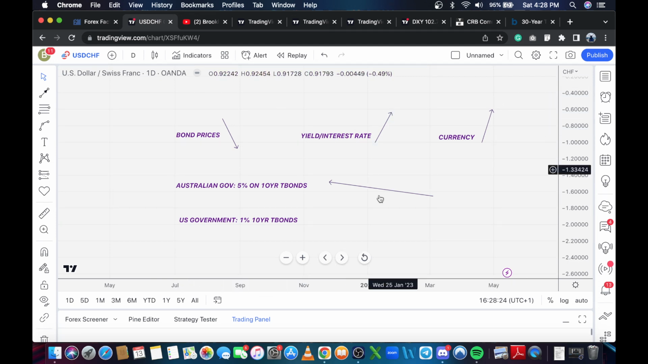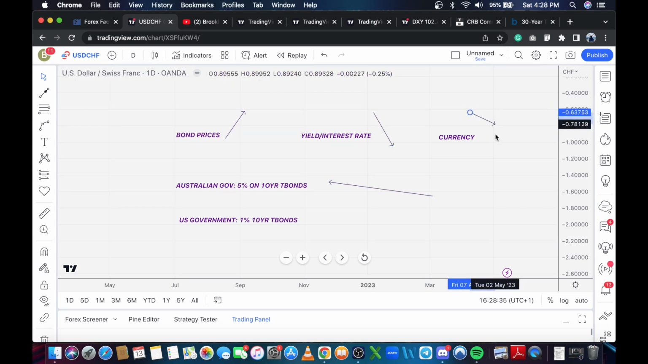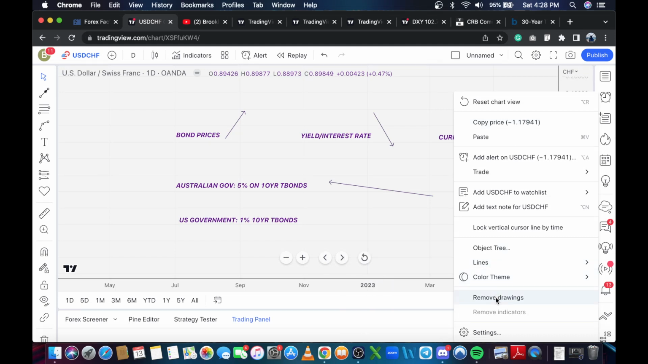Higher bond prices means lower interest rate and lower currency, because of the correlation between currency and interest rate, and the correlation between interest rate and bond prices. Okay, so bond prices are oppositely correlated to interest rate, which is oppositely correlated to currency. Okay, so that's what I wanted to explain.